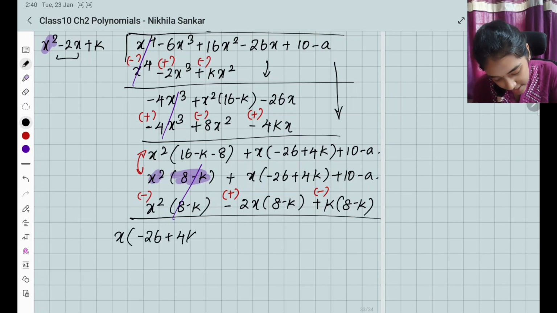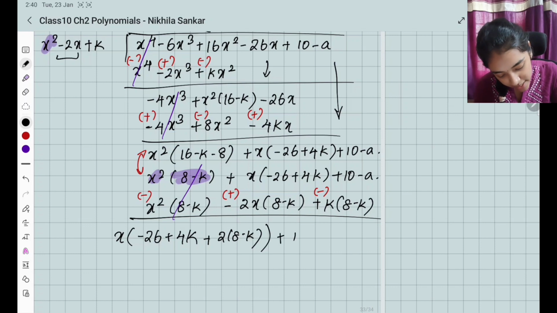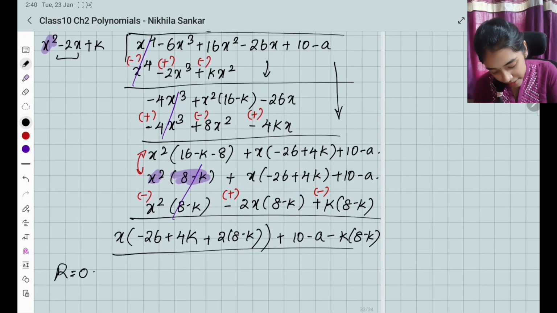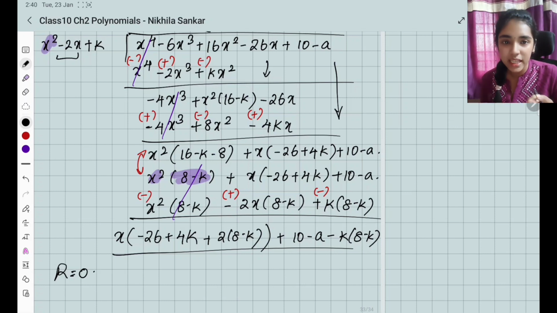26 plus 4k plus 2 into 8 minus k. Okay, இந்த இடத்துல உள்ள multiply பண்றேன். This is going to be the x term plus constants என்ன 10 minus a minus k into 8 minus k. So this is going to be the remainder. இப்போ questionல என்ன கொடுத்திருக்கு, the remainder is already 0 னு கொடுத்திருக்கு. So let's equate the remainder that we just got and equate that to 0.